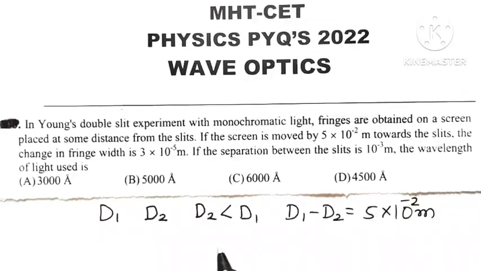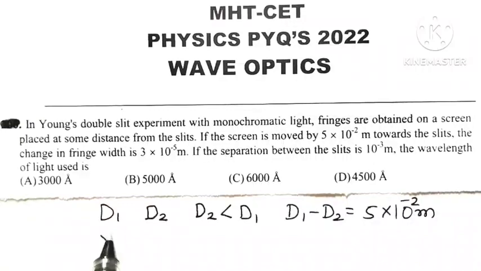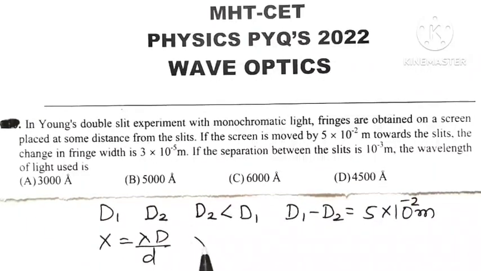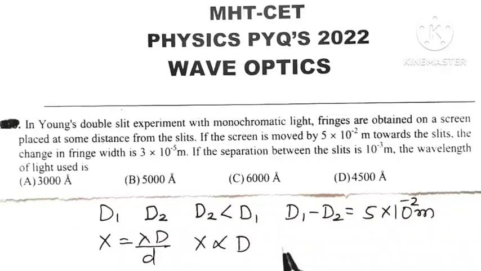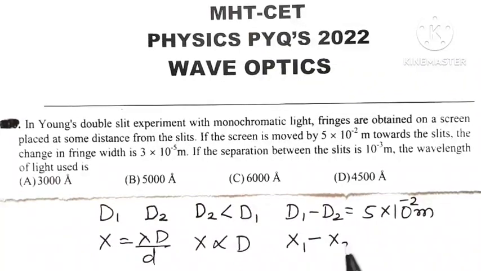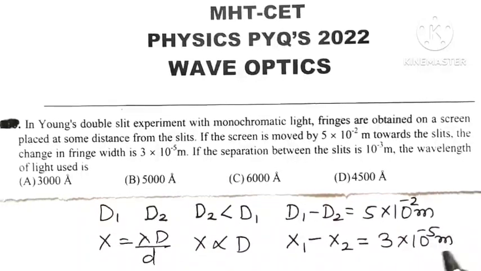The change in fringe width, since x is equal to lambda capital D by small d, x is directly proportional to capital D. As x is directly proportional to D, therefore the change in fringe width x1 minus x2 is equal to 3 into 10 to the power minus 5 meter.